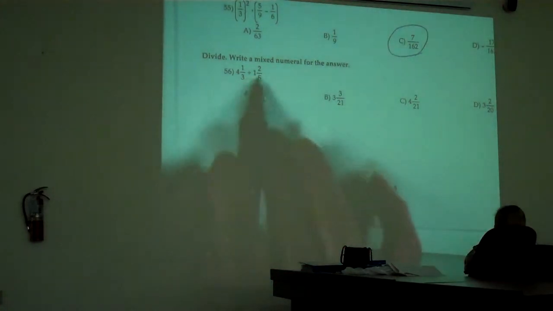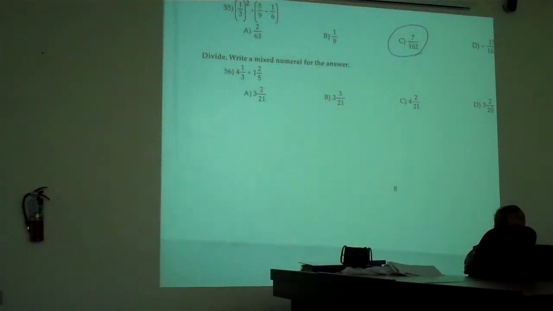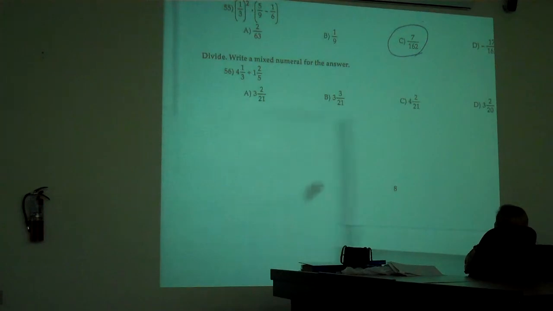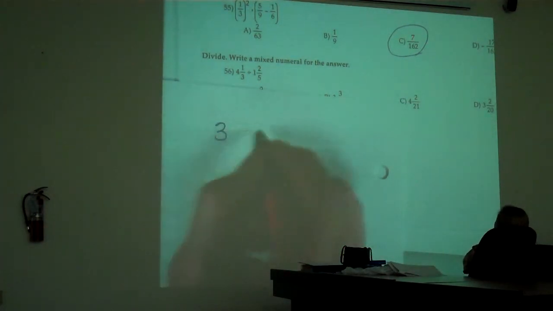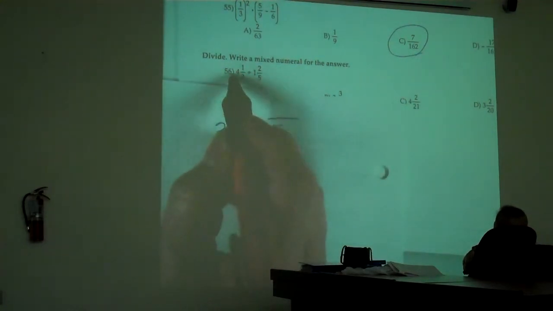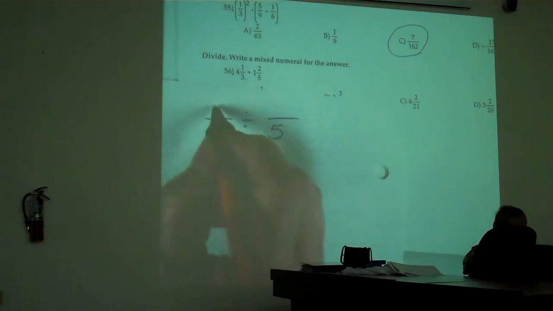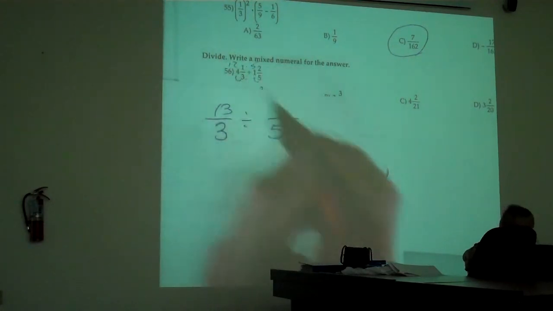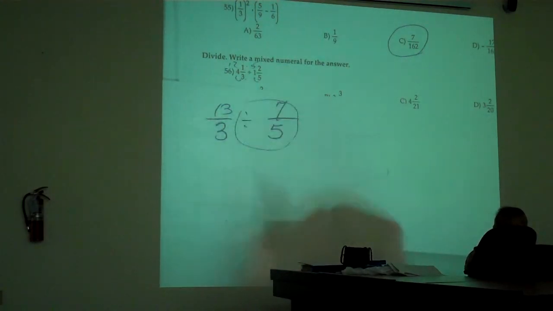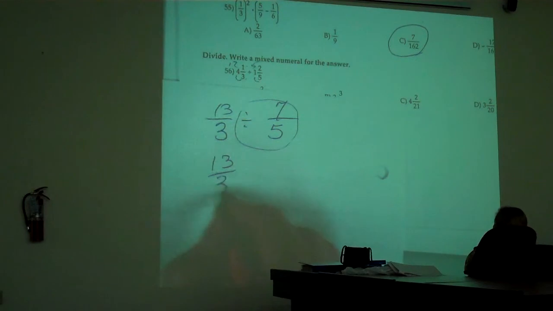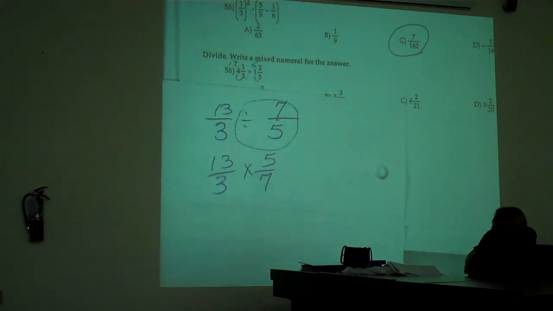Okay, turn these both into improper. 4 1/3 divided by 1 2/5. We're still gonna have a 3, we're still gonna have a 5, right? 12 plus 1, 13. 5 plus 2, 7. Multiply and flip it over. No canceling, huh?